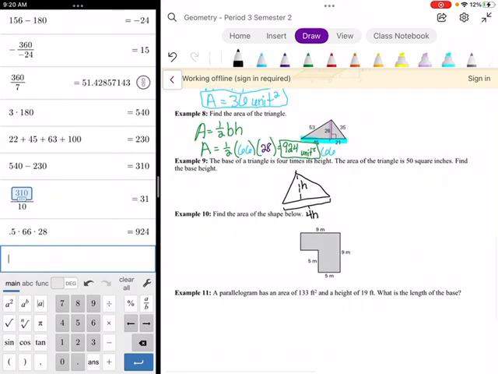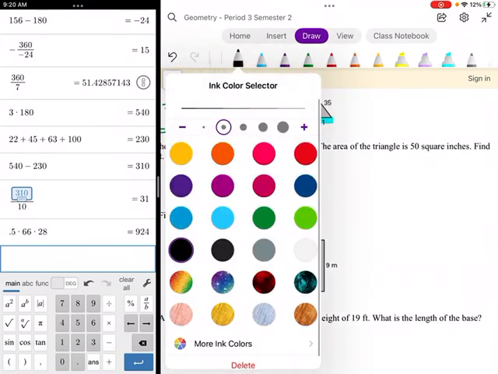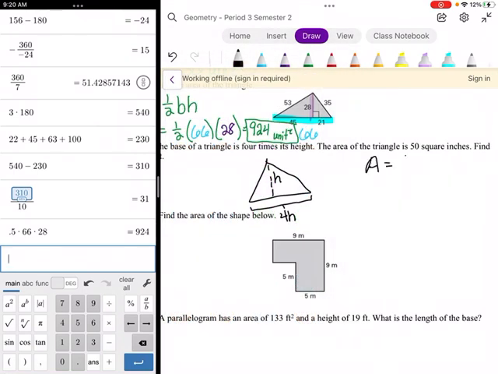Next, they tell us the area of the triangle is 50 square inches. Find the base and the height. So there should be a comma here. So in our area formula, we know area of a triangle is 1/2 base times height. And they told us that the area was equal to 50 square inches. So we're going to replace the A with 50. And 1/2, the base was 4h, and the height was just h.